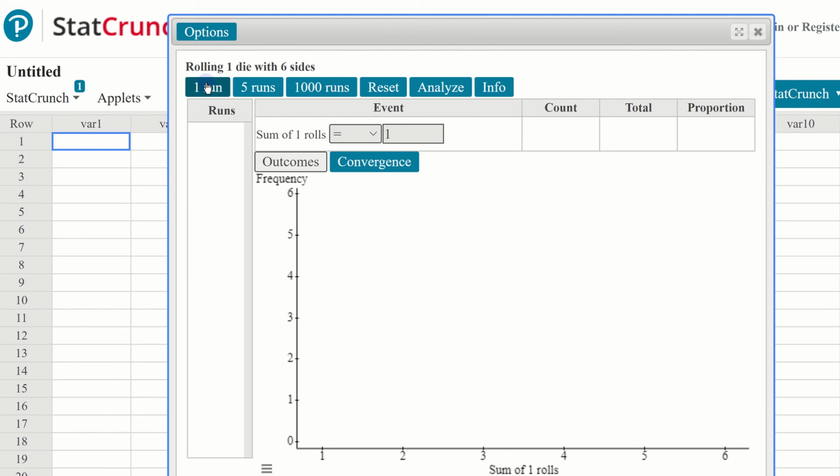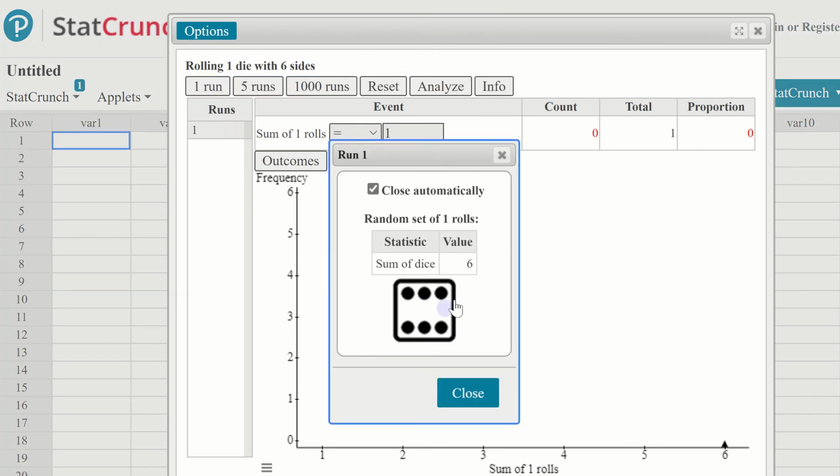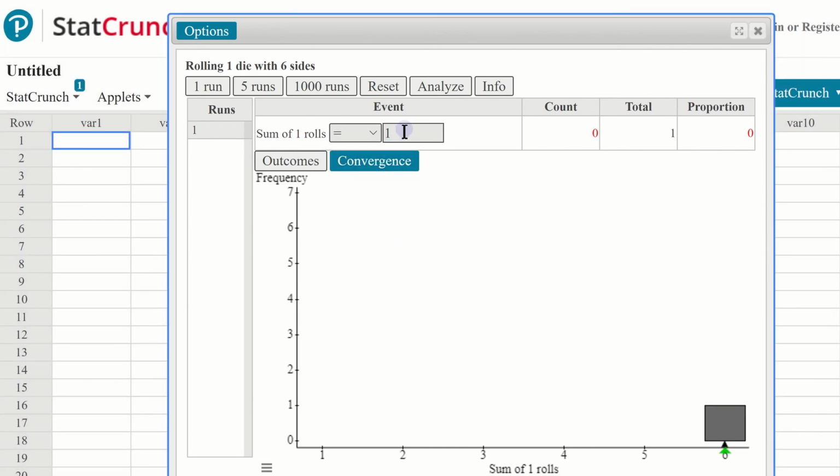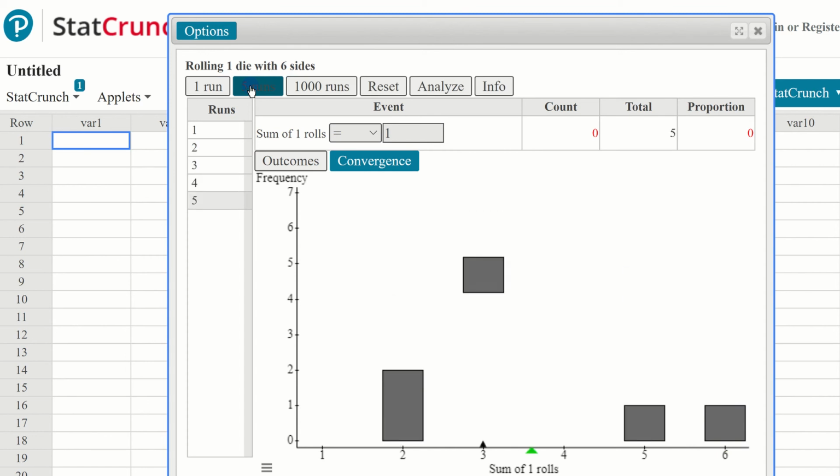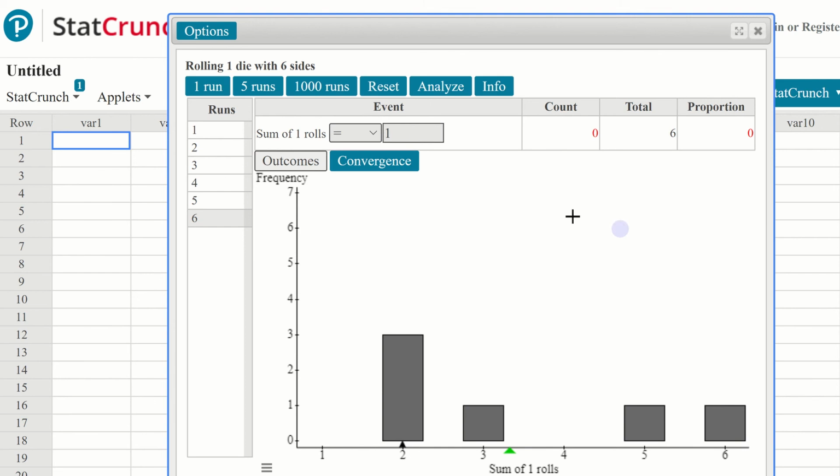So let's just go through one run. That just means I'm going to roll the die one time. Notice the value came up 6. So the value I'm interested in, which is 1, didn't come up. That's why 0 over 1 gives us 0. Now let's do 5 more runs, in other words, let's roll the die 5 more times. So notice, out of 6 times that we've rolled it, none of them has come up a 1.